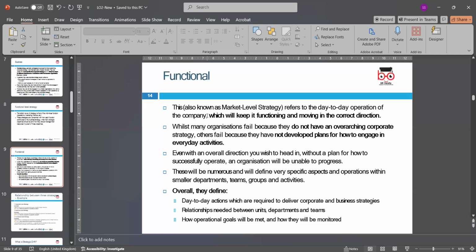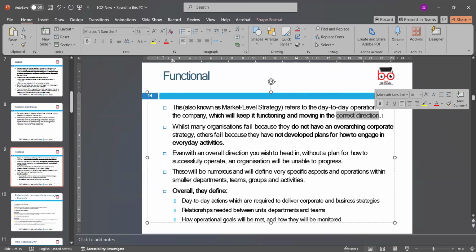But when it comes to function level strategy, now it is time to practically implement and execute that strategy. You are going to perform the day-to-day functions to execute that strategy and to achieve the objectives and aim of the organization. So these will keep functioning and moving in the correct direction. You are performing the day-to-day function, but you need to make sure you are moving in the correct direction. Correct direction means moving toward the vision and mission which our organization has decided.